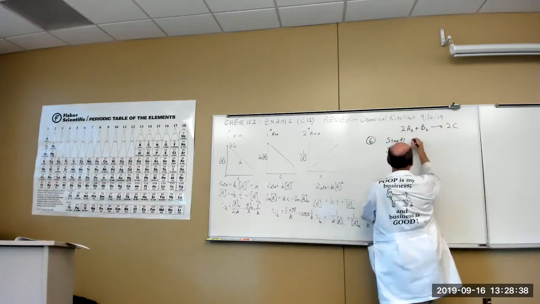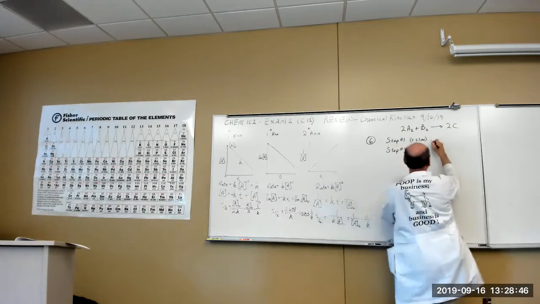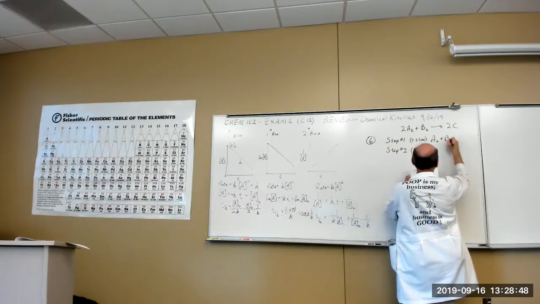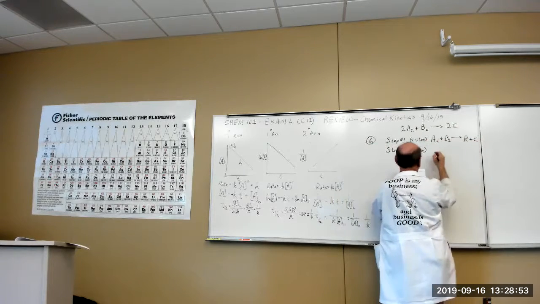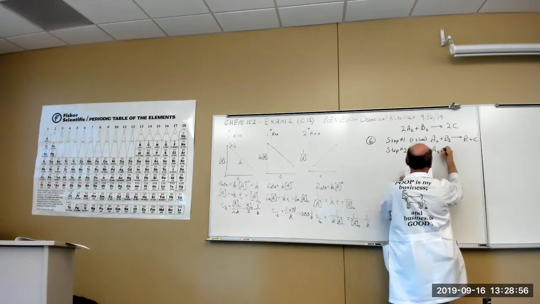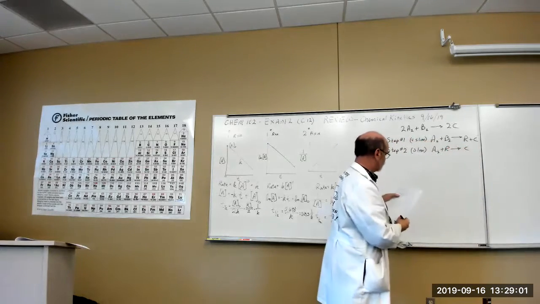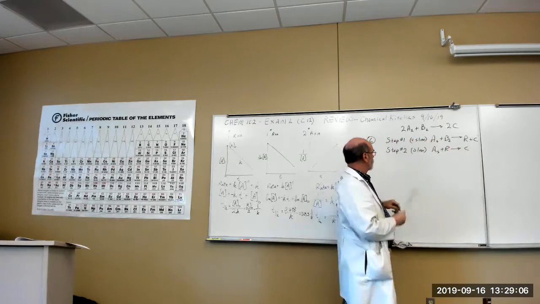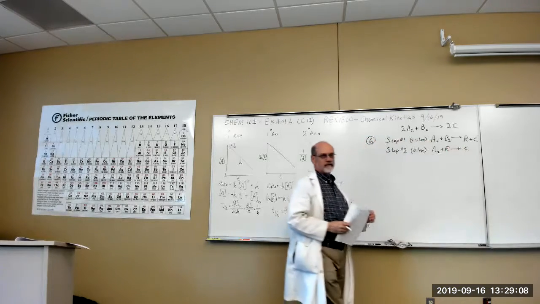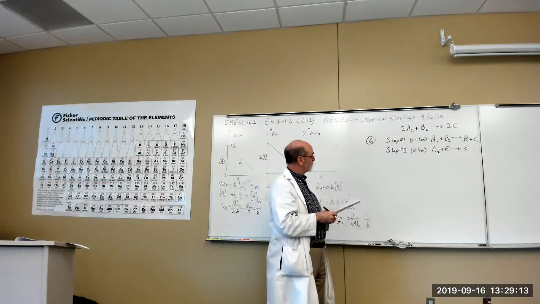So this one is very slow, and this one's just slow. So this is A2 plus B2 equals R plus C, and just plain slow step is A2 plus R equals C. Okay, that's the proposed mechanism in 2 elementary steps. So which one determines the rate of this experiment? First or the second step?